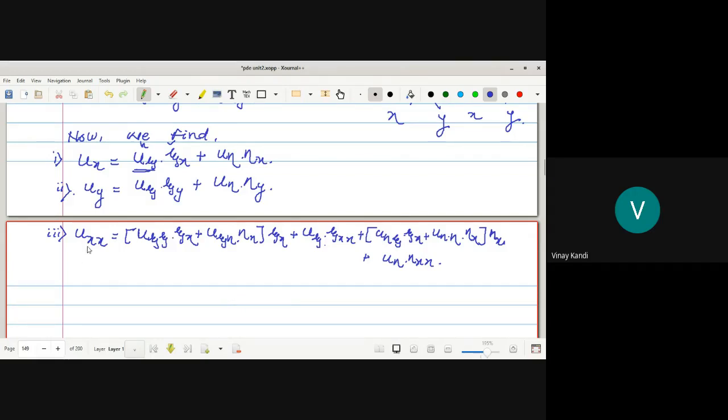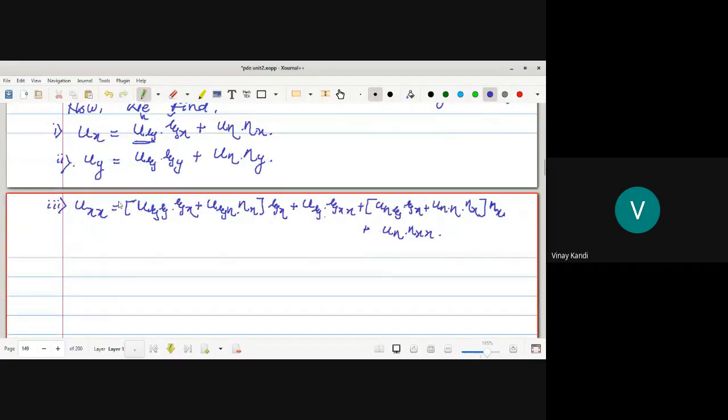Any doubt? So this is the derivative of ux with respect to x, u double x. After simplification we get u_xx is equal to u_ξξ into ξ_x square plus 2 u_ξη into ξ_x into η_x plus u_ηη into η_x square plus u_ξ into ξ_xx plus u_η into η_xx, after multiplying the u_ξ x and η_x in the bracket.